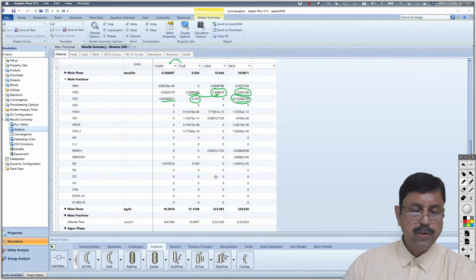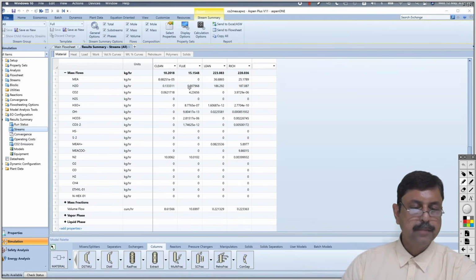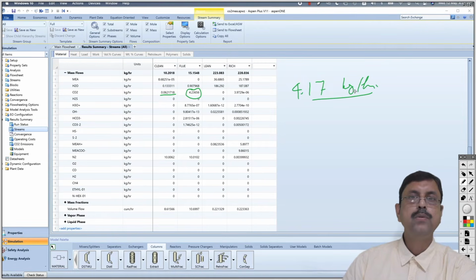How? For that you have to see the mass flow rate. Okay, here you see. In the flue gas we had 4.23656 kg per hour of carbon dioxide, and in clean gas it is 0.062 kg per hour. So almost 4.17 kg per hour of CO2 has been taken by the amine. But in rich amine, we have a very small amount of CO2.